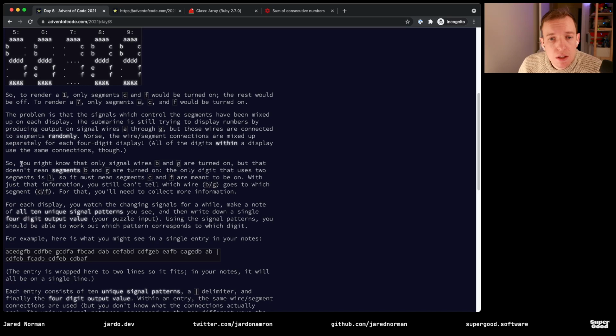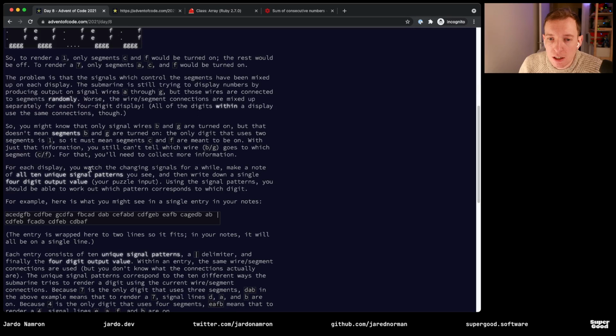Okay. So you might know that only signal wires B and G are turned on, but that doesn't mean that segments B and G are turned on. The only digit that uses 2 segments is 1, so it must mean segments C and F are meant to be on. With just that information, you still can't tell which wire BG goes to which segment. For that, you'll need to collect more information.